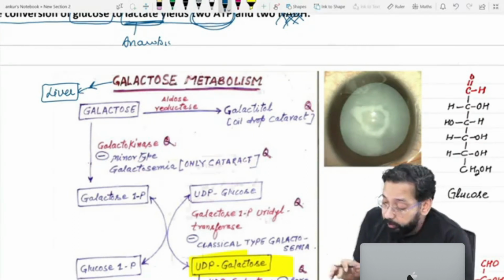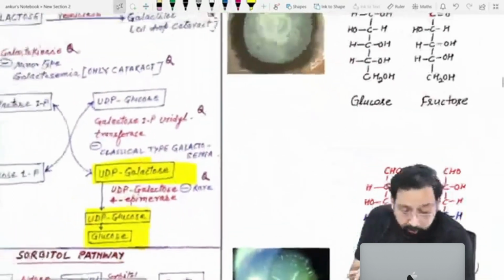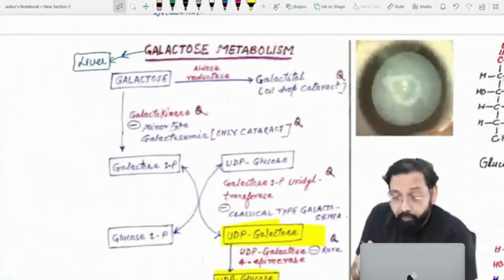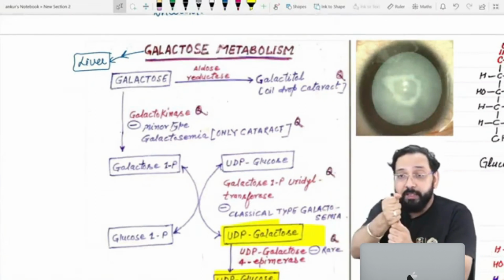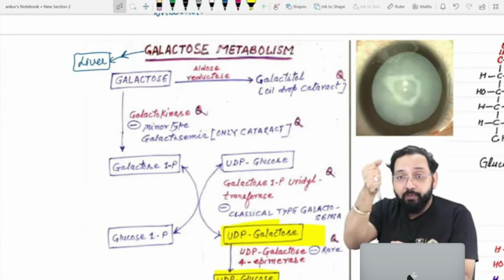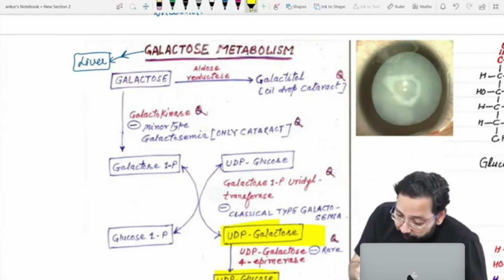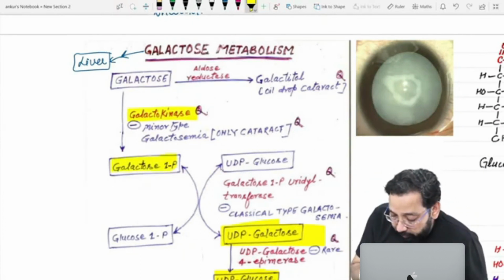What is galactose? It is an epimer of glucose at carbon number 4. First of all, we take a galactose molecule and attach energy to it: galactose is converted to galactose 1-phosphate by galactokinase.